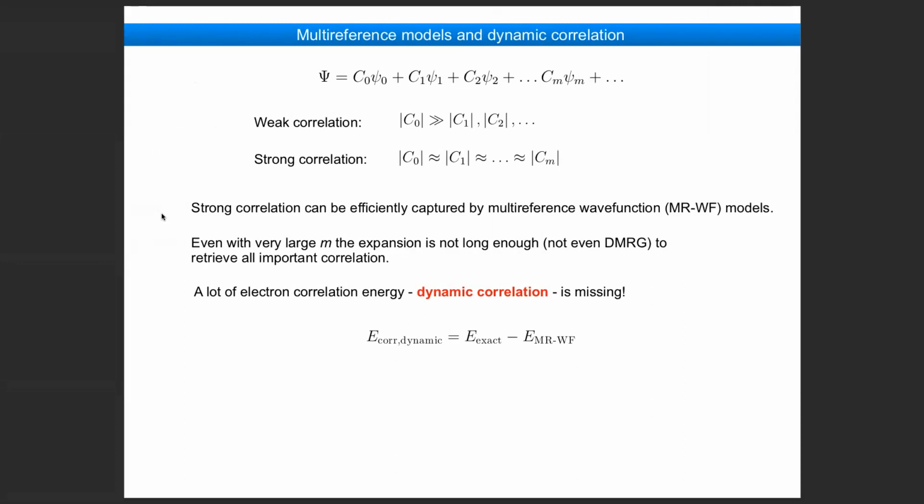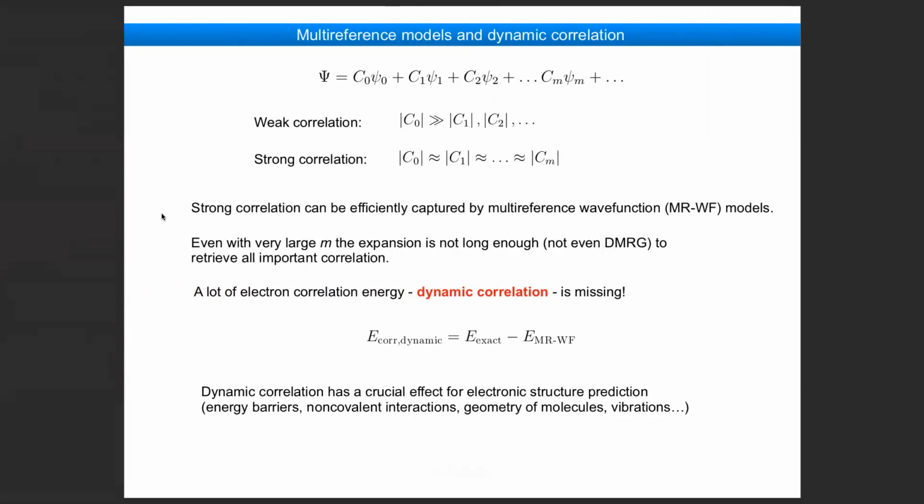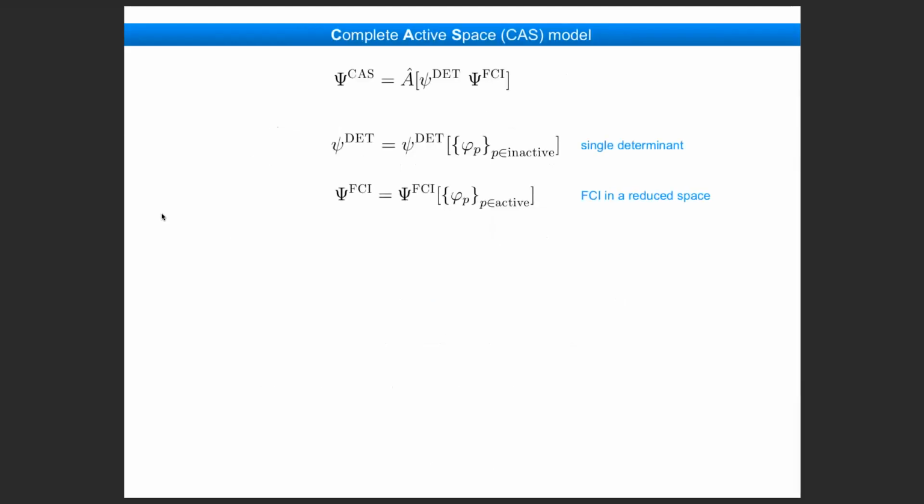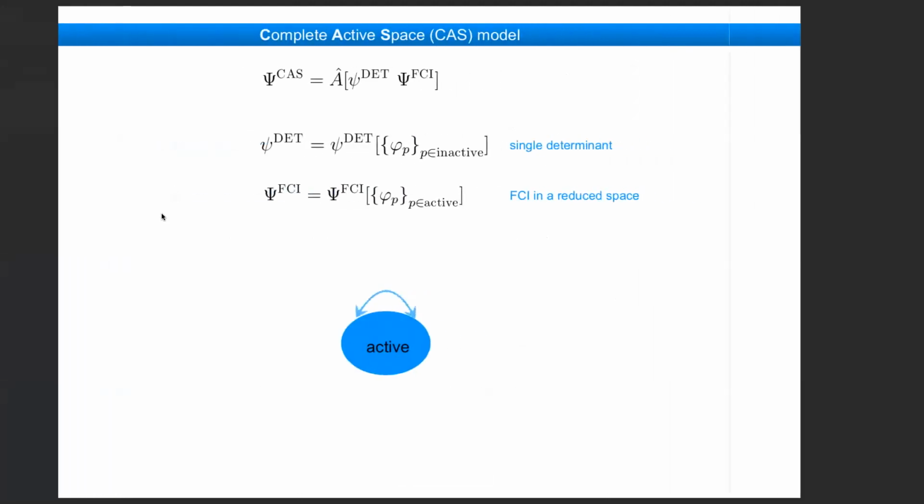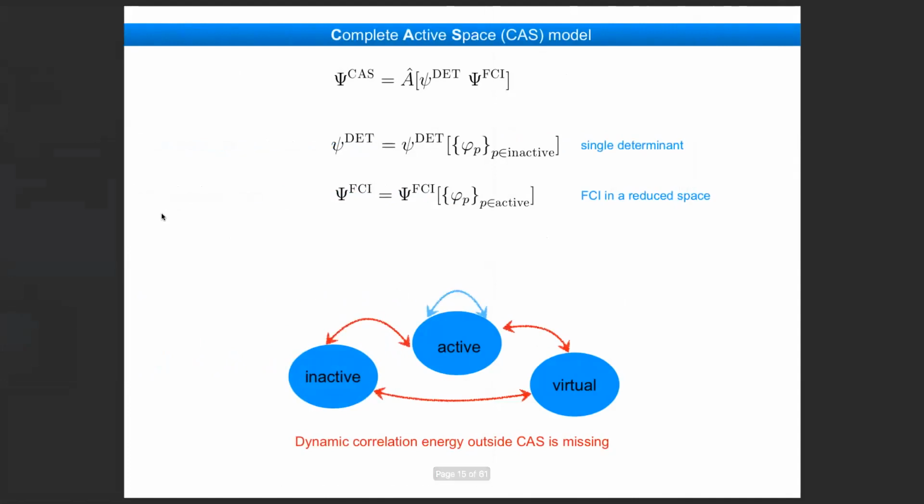So they make a difference for many chemically important processes or energies, like energy barriers, covalent interactions, or geometry. You cannot predict them accurately without correlation energy. But again, even if your wave function is given as a long expansion, with thousands or millions of determinants, it's often not enough, right? You need to add this missing part. Okay, so I will skip this CAS part. You all know this, but just to introduce what I will talk about.